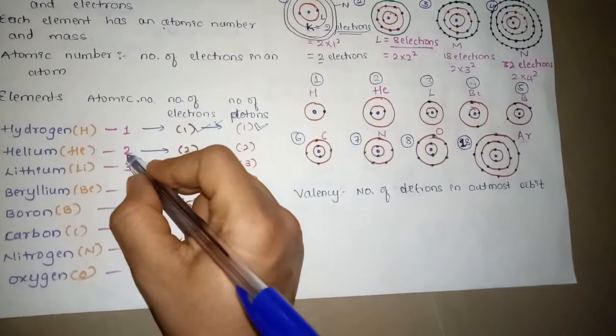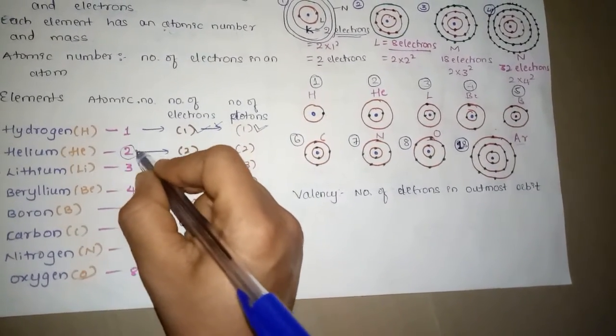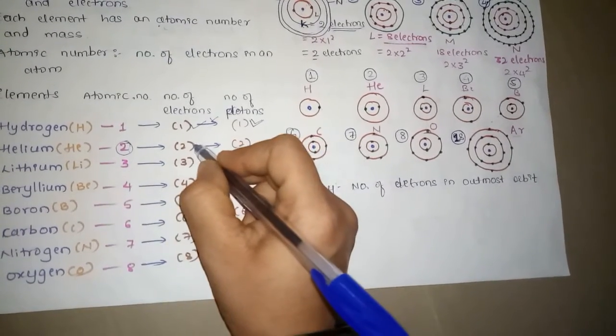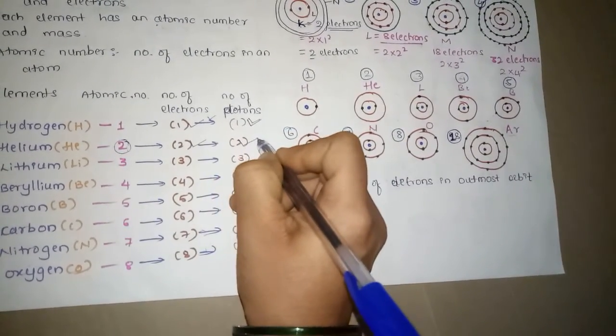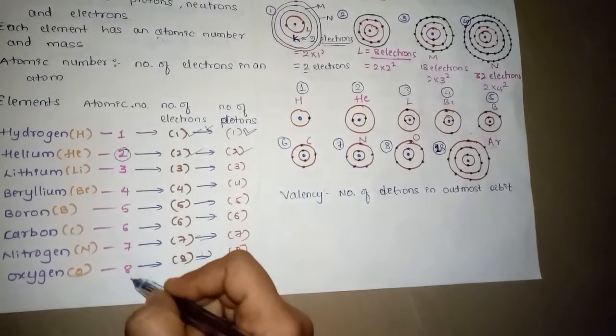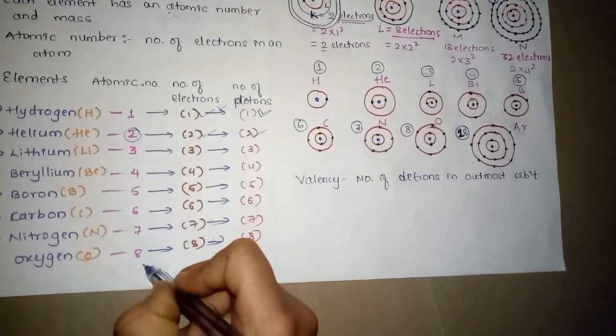In the same way, next is helium, which has atomic number 2. That means it has only 2 electrons and only 2 protons. In the same way, I have written all the atoms.